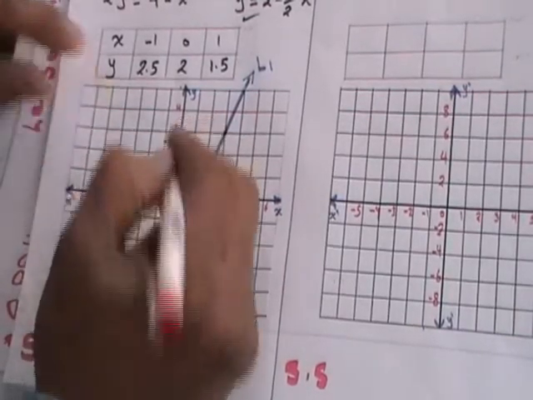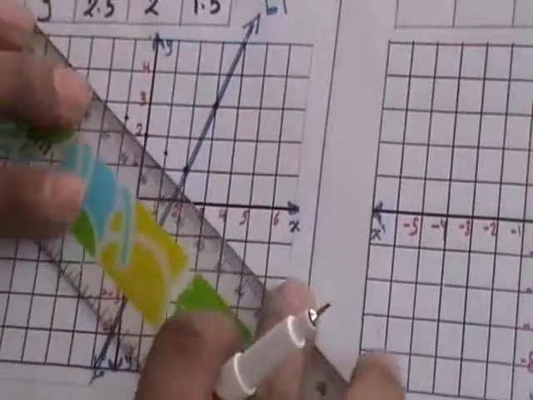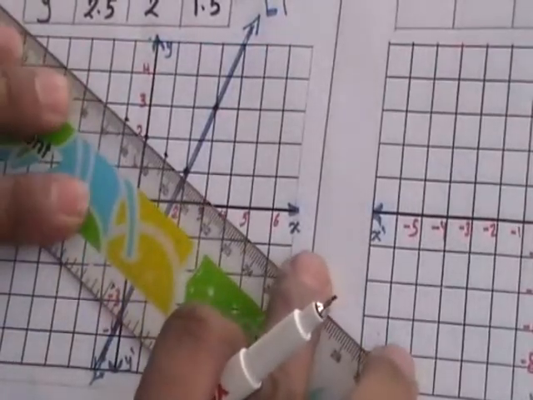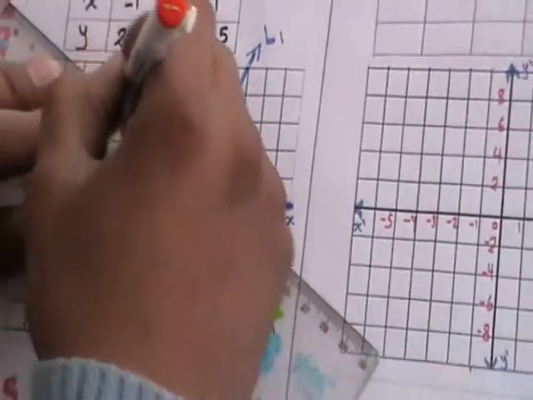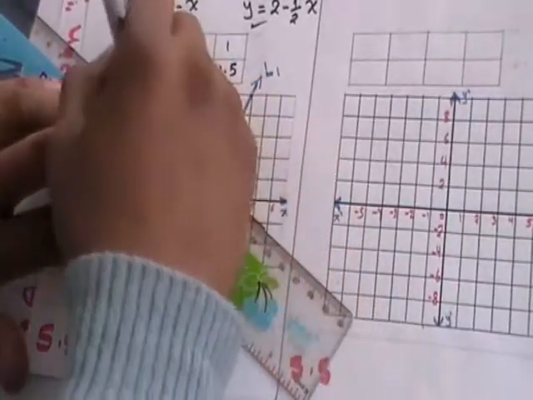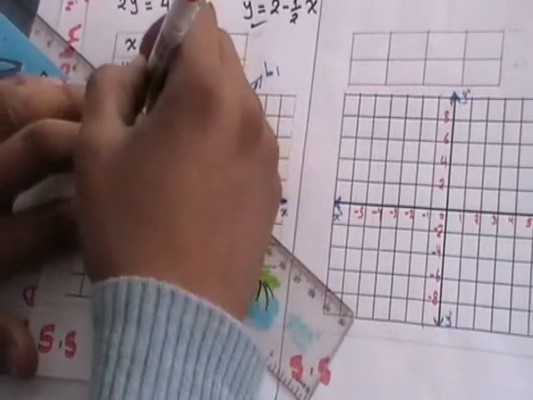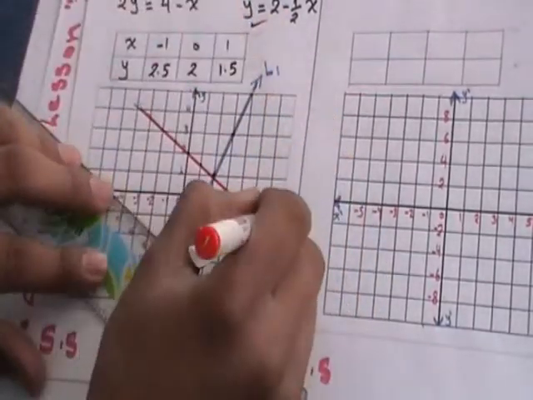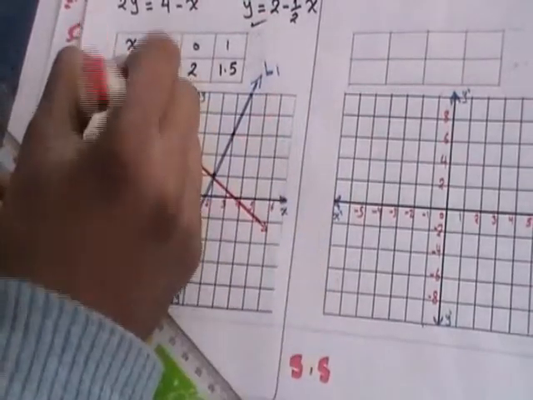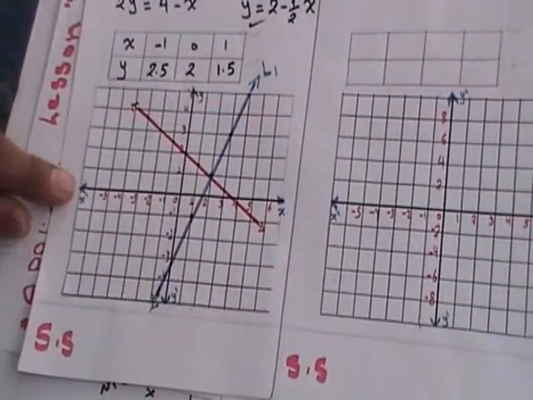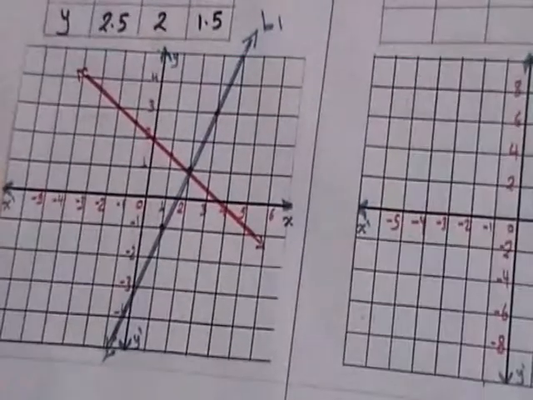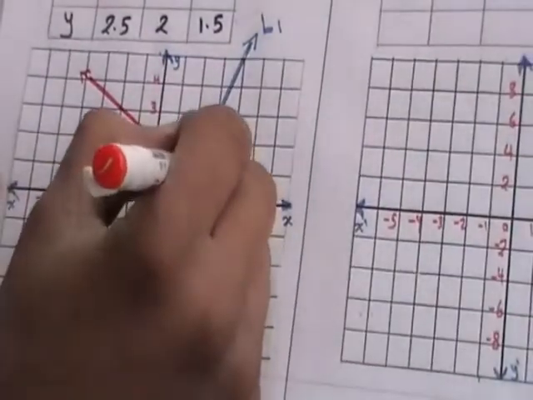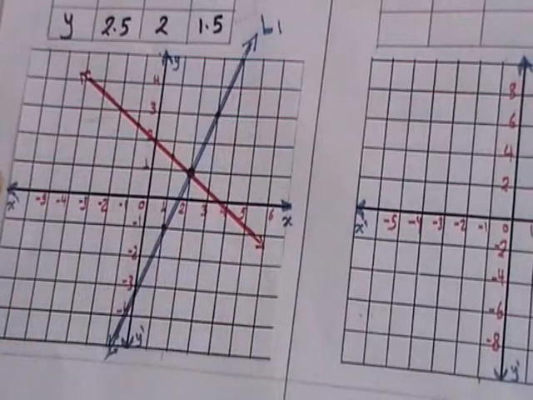You will notice that the 3 points lie on the same straight line. You will draw the other straight line in another color, like this. Make it more clear. You will notice that the two straight lines intersect at the point 2 and 1. So this is the point of intersection of the two straight lines.